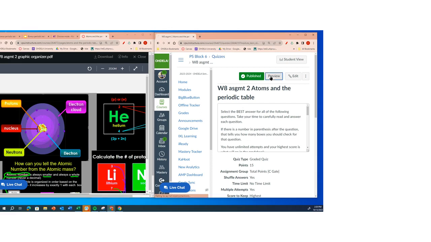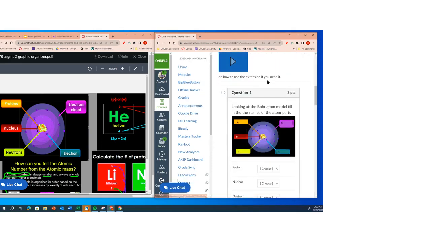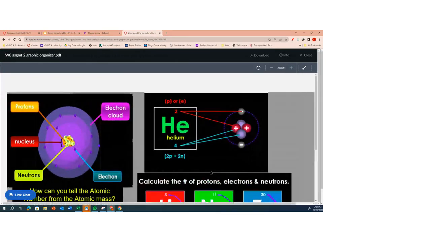Let's preview this one. All right. Question 1. Okay. So you can see this one is exactly like this one. So here, I'll let you take a look at that. I'll zoom in. All right. So got protons, nucleus, neutrons, electron, and electron clouds. So that's the first question.